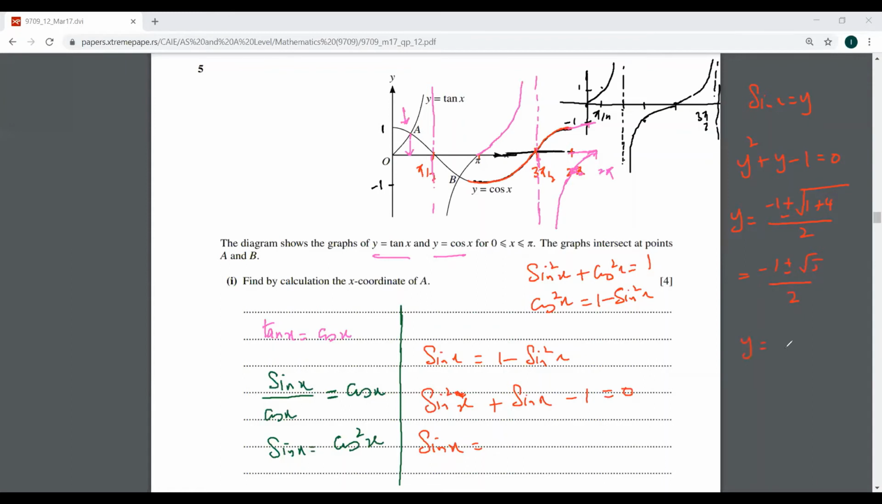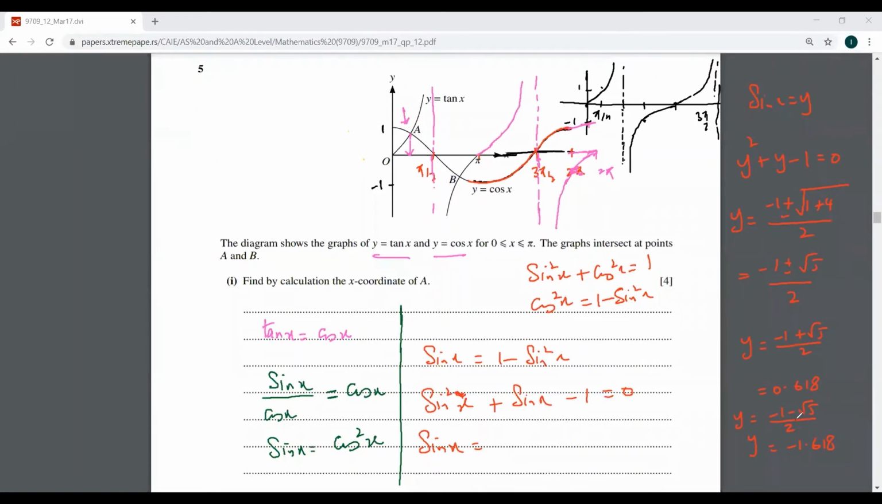What do we get? 0.618 and minus 1.618. Thank you. So y equals minus 1 plus under root 5 over 2, and the other one is y equals minus 1 minus under root 5 over 2.